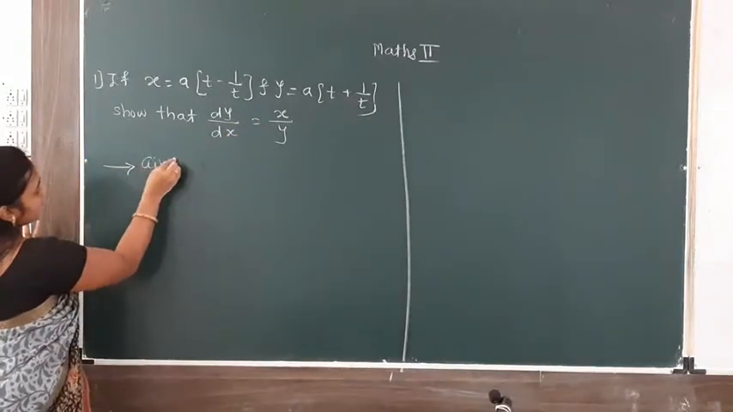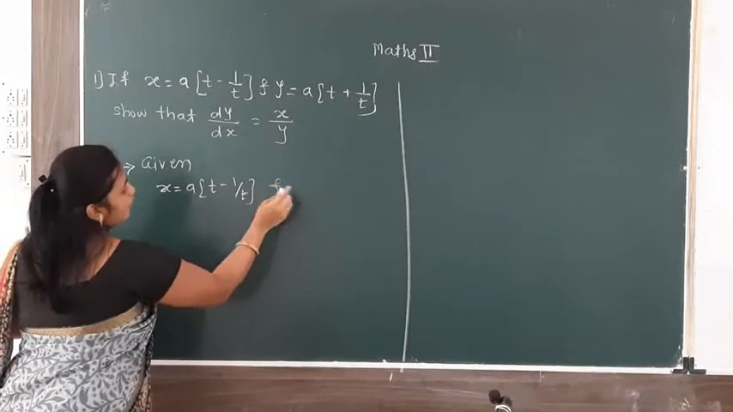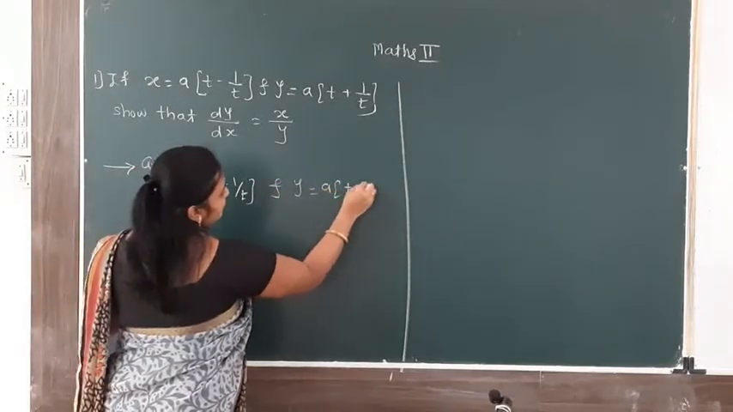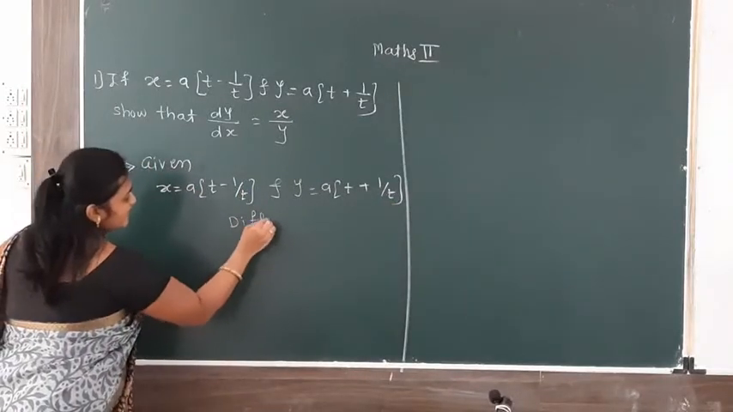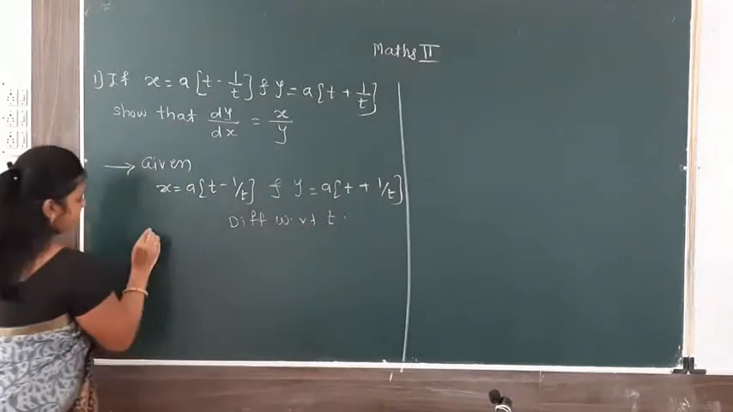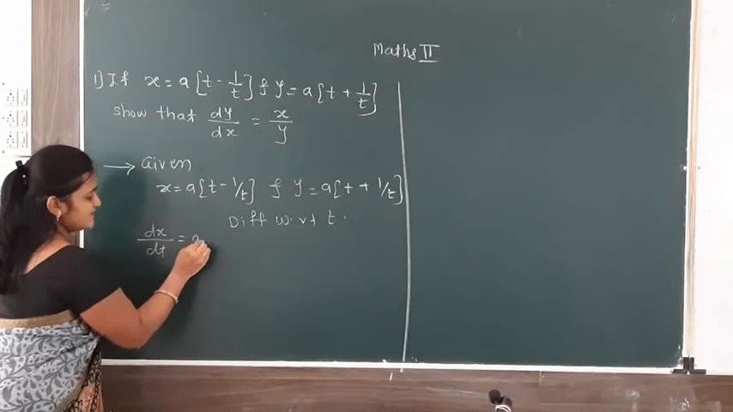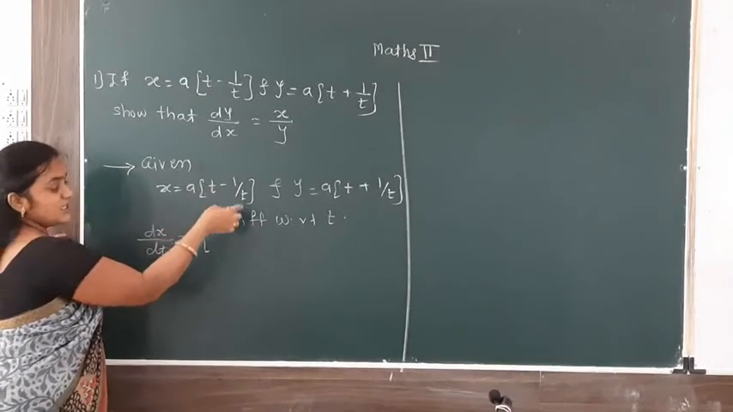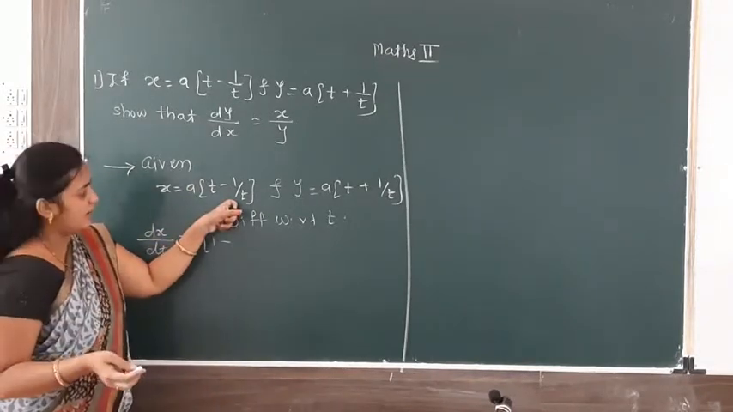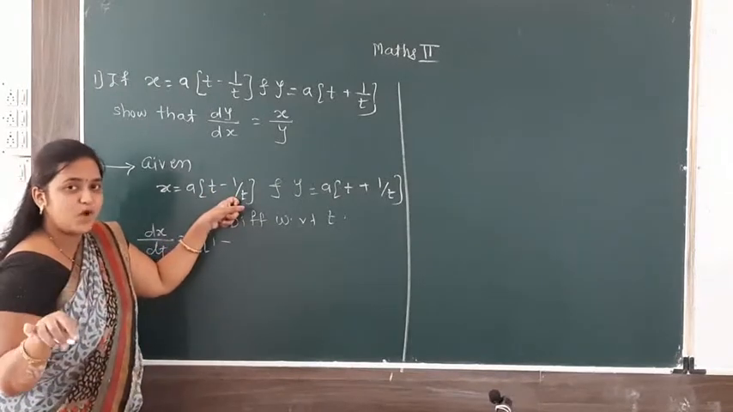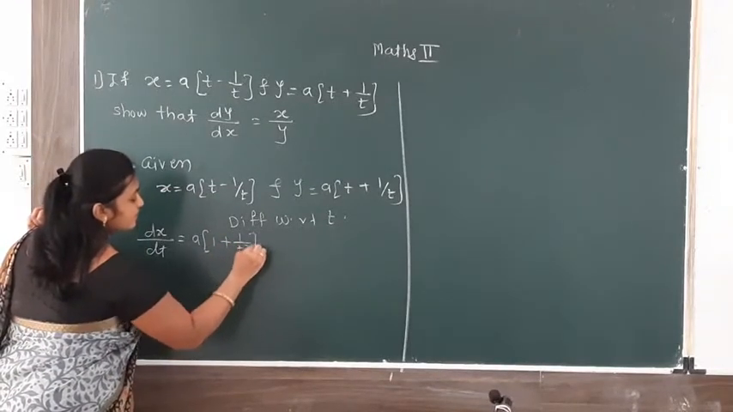So given x is equal to a(t - 1/t) and y is equal to a(t + 1/t). Now differentiate with respect to t on both sides. So we get dx/dt is equal to a, a is a constant, take it as it is. Now the derivative of t with respect to t is 1, minus the derivative of 1/t, which is a standard formula: the derivative of 1/t is -1/t². So minus minus becomes plus, so here plus 1/t².